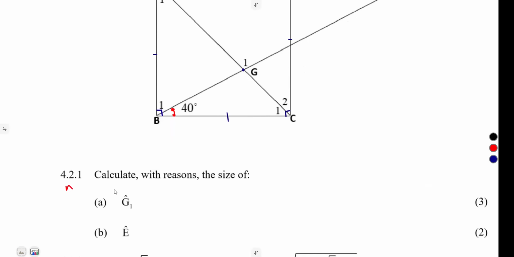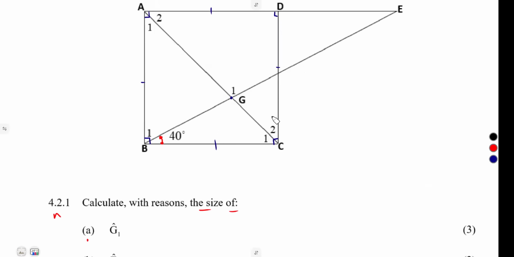Calculate with reasons, in 4.2.1, the size of angle G1. So this angle G1, this one. How can we determine the angle G1?